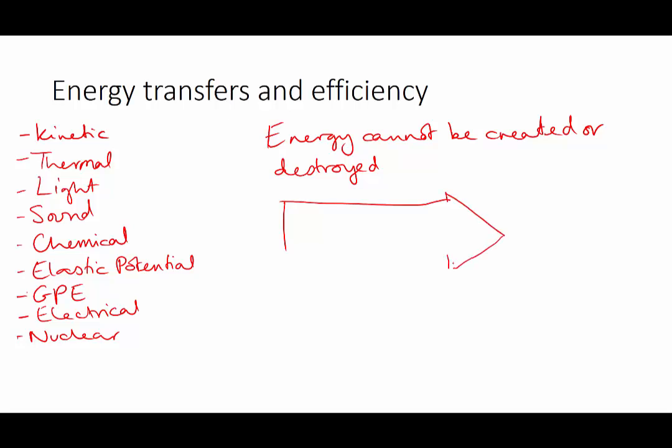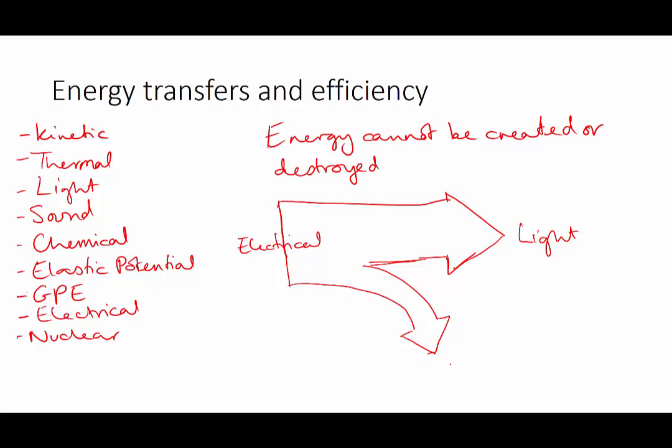And we can often use diagrams to represent that. So, for example, it's very badly drawn. This might show you the energy transfers from a light bulb. So we have electrical going in, and we have light coming out as the useful energy, and we have heat or thermal coming out as the waste energy. Now what's going to happen to that waste energy is that it's going to go to the surroundings, and as a result those surroundings are going to get warmer.